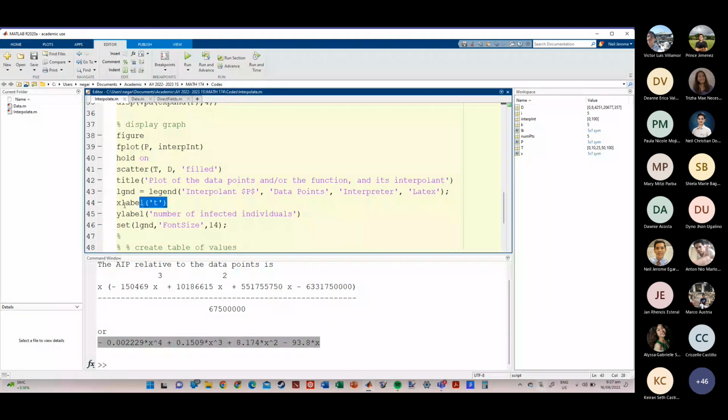Right? Tapos X label, ano yung label sa X-axis? Y label, ano yung label sa Y-axis? Kasi ito ay para lang malaki yung font ng legend.